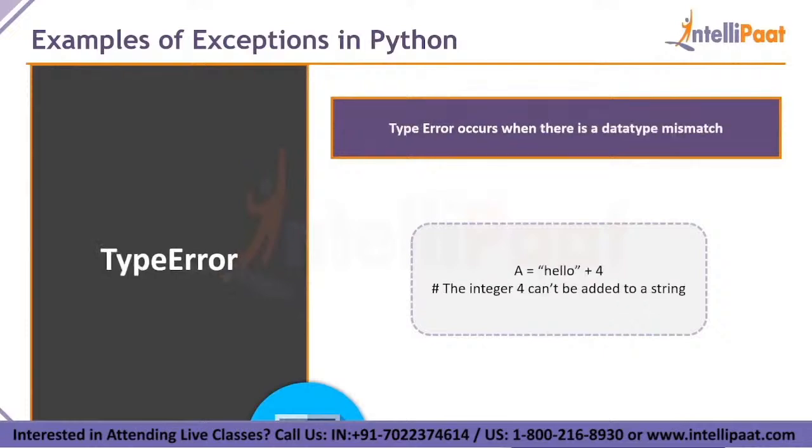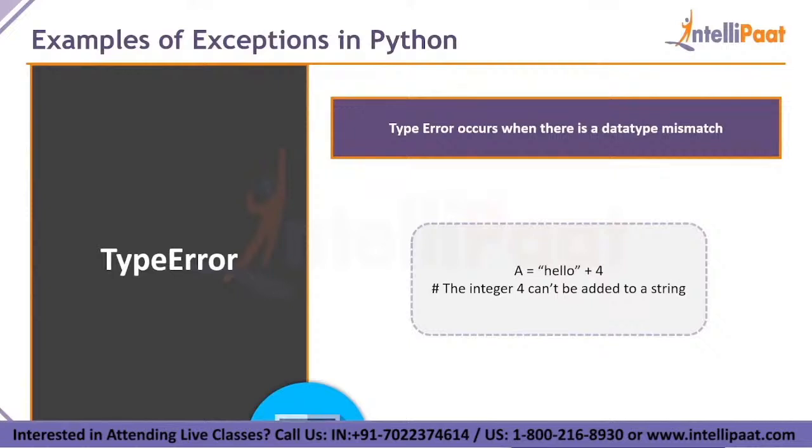Then next up you have type error. Now the type error refers to data type mismatch essentially. What happens in this is when you try to perform an operation where there is a data type mismatch. For instance, in this particular example, we can see that a equals "hello", which is a string value, plus 4, which is an integer value.